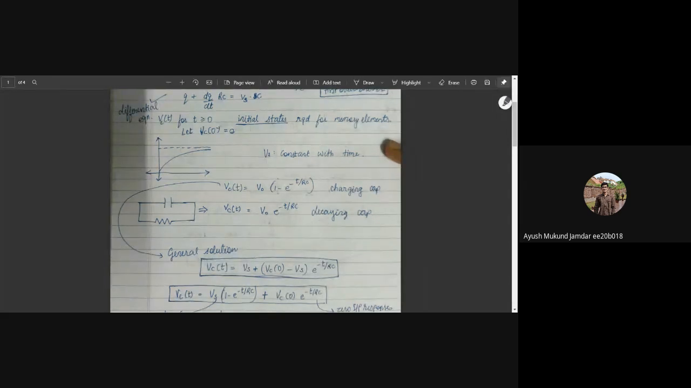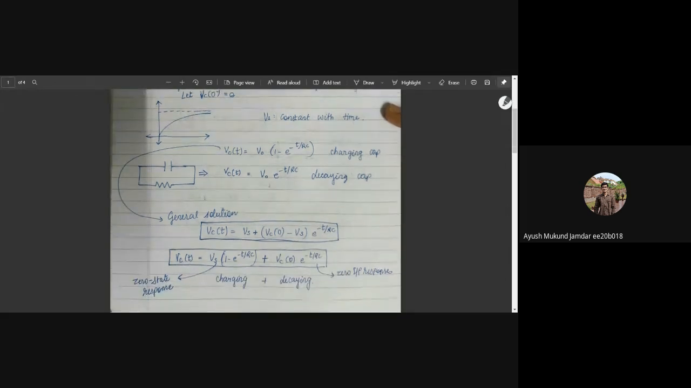And on slightly rearranging the terms, I'll get a slightly changed equation, that is Vc of t is Vs times 1 minus e power minus t by Rc plus Vc of 0 times e power minus t by Rc. Now this can be clearly seen as the sum of terms of charging and decaying circuits. And there is terminology coming up, that is the zero state response is Vs times 1 minus exponential minus t by Rc, and the zero input response is Vc of 0 exponential minus t by Rc.